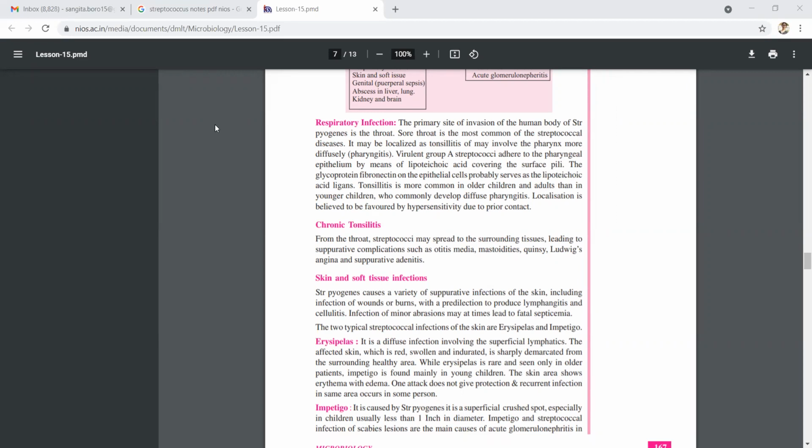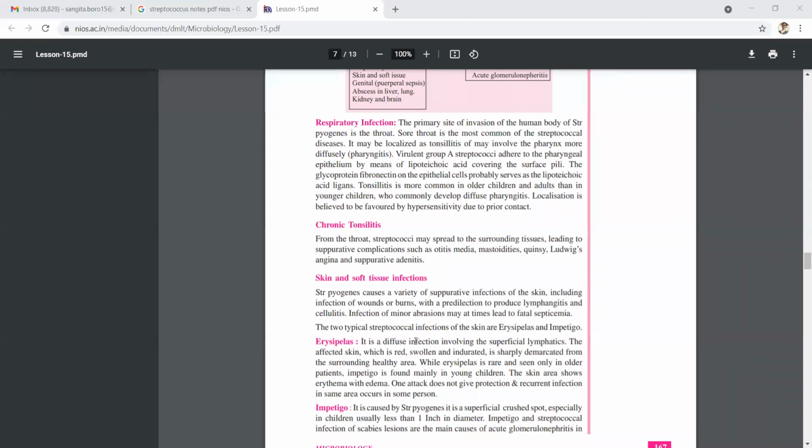Then there is another streptococcal infection of the skin, known as erysipelas and impetigo. Erysipelas is a diffuse infection. Diffuse means it spreads, involving the lymphatics. The affected skin, which is red, swollen, and indurated, is sharply demarcated from the surrounding healthy area.